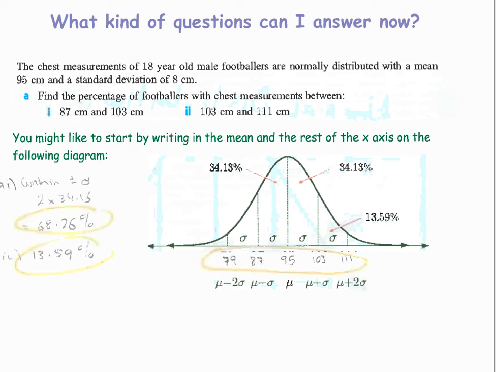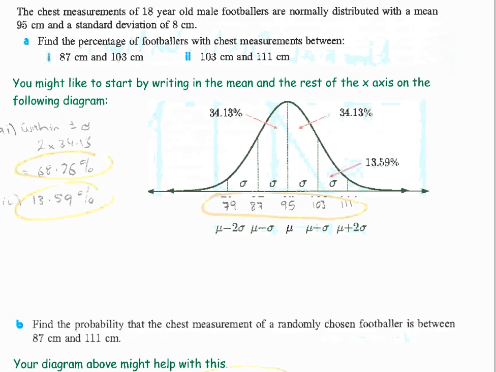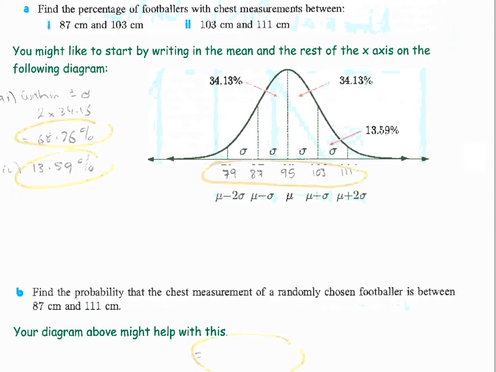And further down, find the probability that the chest measurement of a randomly chosen footballer, so same question as above, is between 87 and 111 centimeters. And I've said your diagram above might help with this. So let's have a look. 87, where's that? Here. 111, where's that? Here. So you've got 3 areas to add up. So you've got 34.13 plus 34.13 plus 13.59 is between 87 and 111. So you might want to show some working out for that.